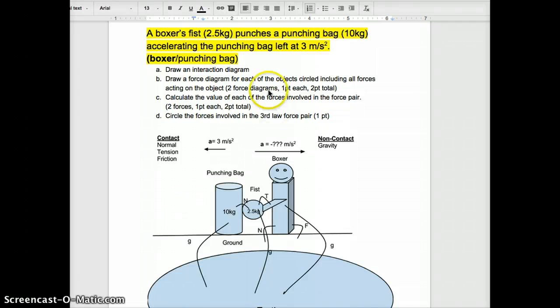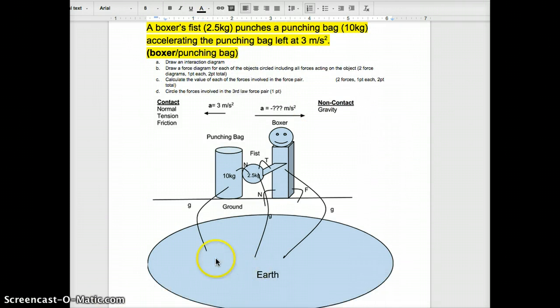So I've gone ahead here and drawn my interaction diagram. Remember the steps. We have the ground below them. The punching bag may be swinging slightly from the ground, so it might be a little bit higher than indicated here. And then we draw the earth below. We differentiate between the earth and the ground because the ground applies forces like normal force and friction, whereas the gravity is a result of the total mass of the earth, not just the ground right below us.